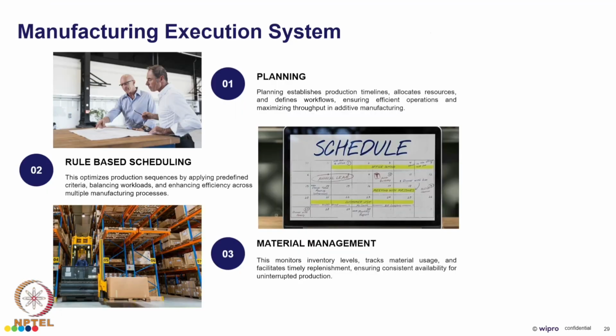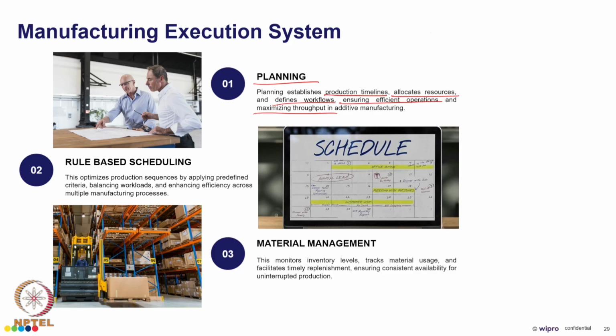Now, let us see each of these things in detail. First, we have the planning. Basically, planning will be done before initiation of the project, and here we will be setting up the production timelines, allocating the resources required, and defining the workflow of the project, and we will ensure that efficient operation is being done, all for maximizing the throughput in additive manufacturing. So, all this planning related work can be done in the manufacturing execution system software tool.